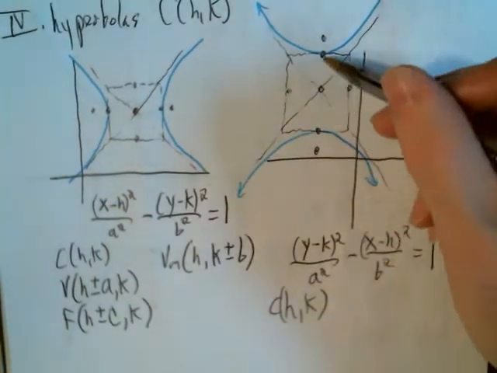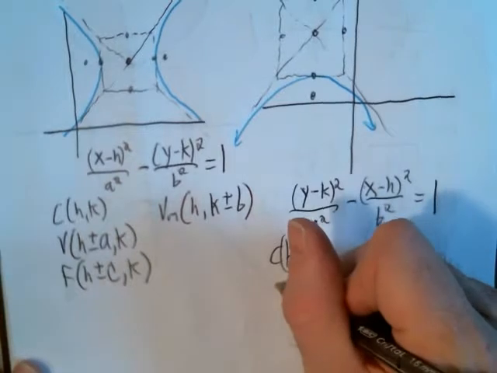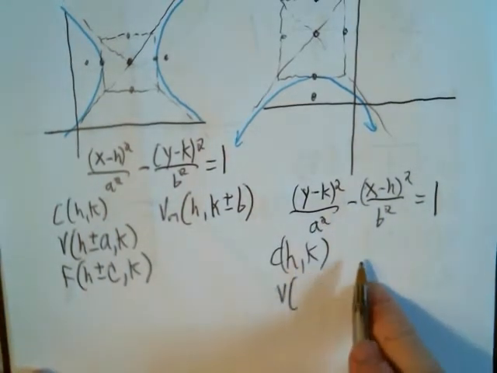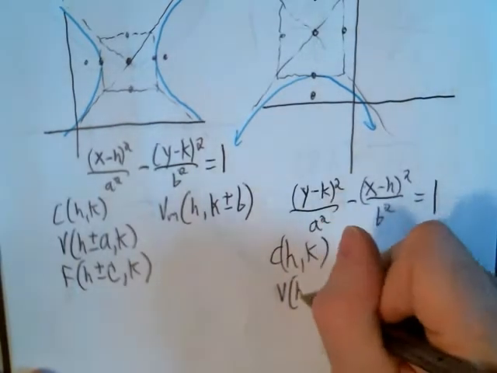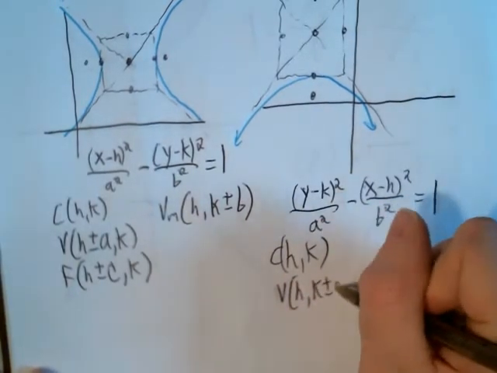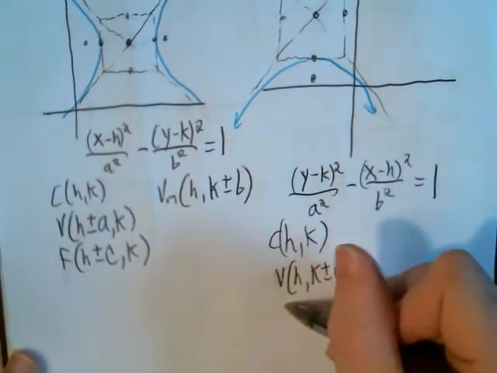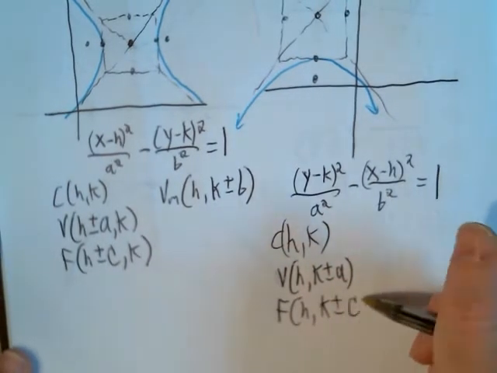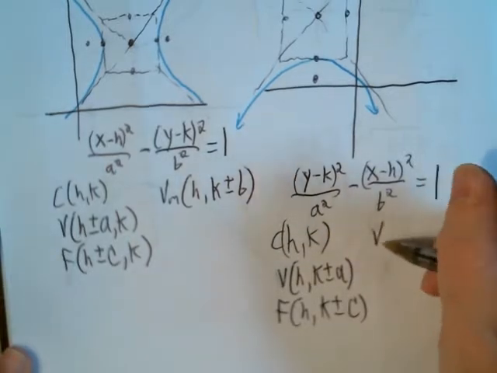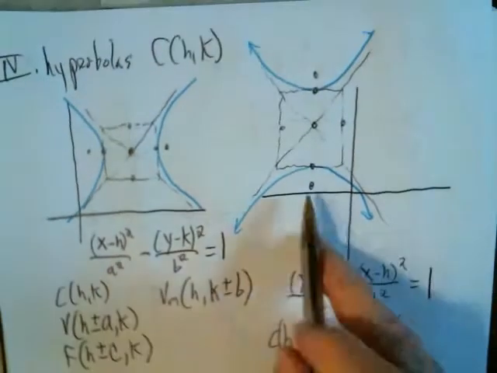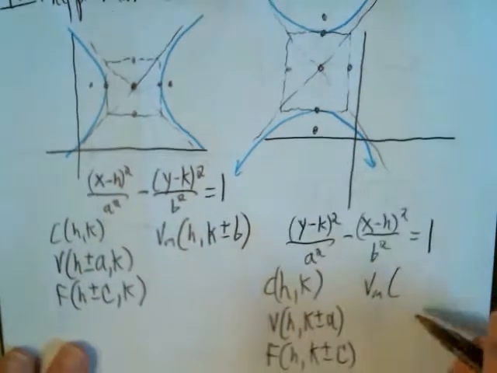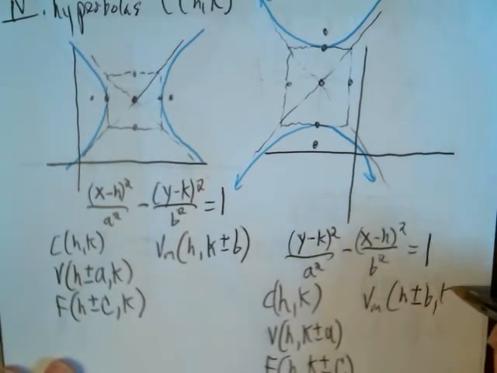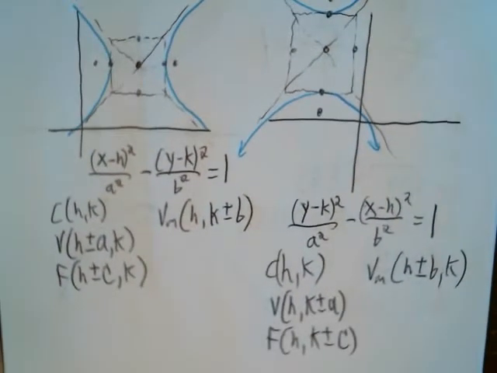And then to get to the vertices, we're moving up and down. So you're manipulating this y coordinate, this k. So it'll be k plus or minus a. And then for the foci, you're going up and down as well. So it'd be h comma k plus or minus c. And then for the minor vertices, you're going in the x direction. So you're manipulating the h, going plus or minus b. And that's the whole spiel.